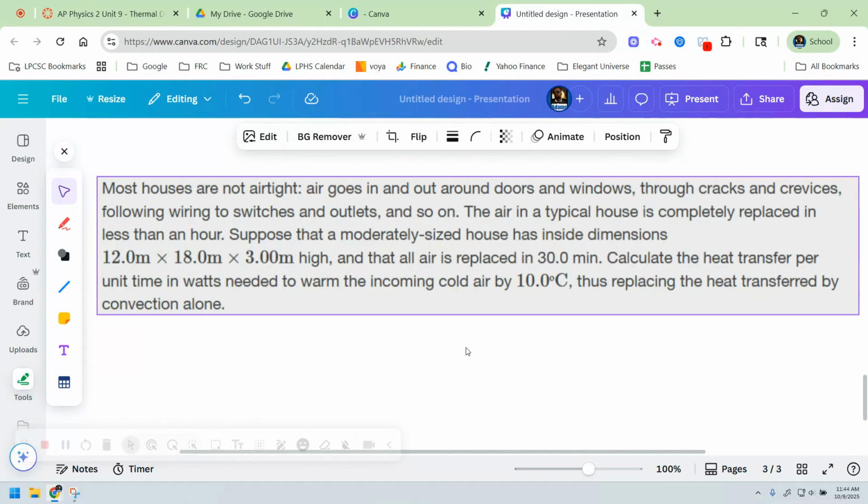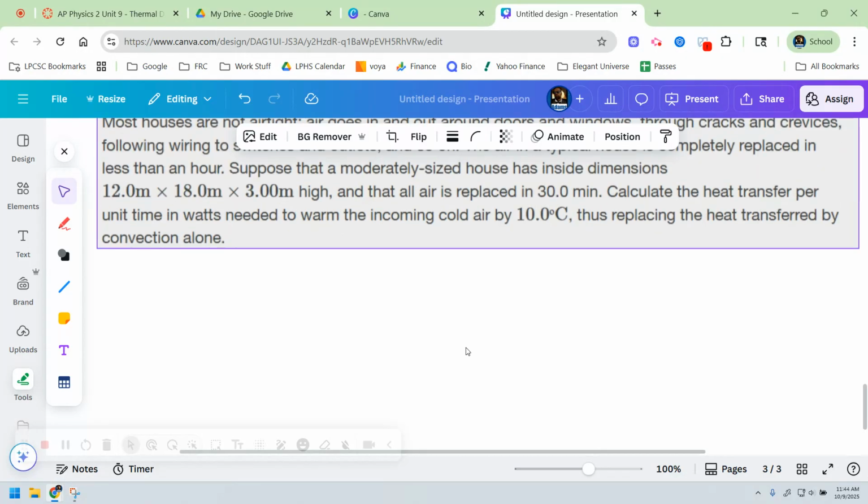Calculate the heat transfer per unit in watts needed to warm the incoming cold air. In other words, cold air is seeping in, you're losing hot air. What do we have to do to calculate the heat transfer per unit in watts needed to warm the incoming cold air by 10 degrees Celsius? Okay, thus replacing the heat transfer by convection alone.